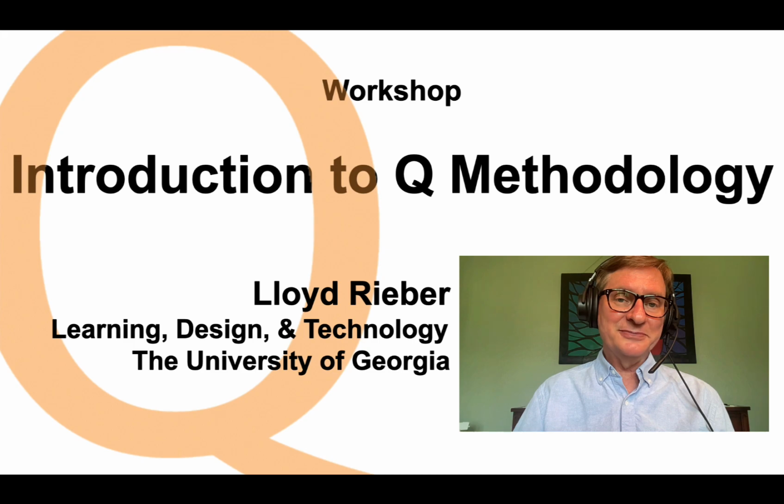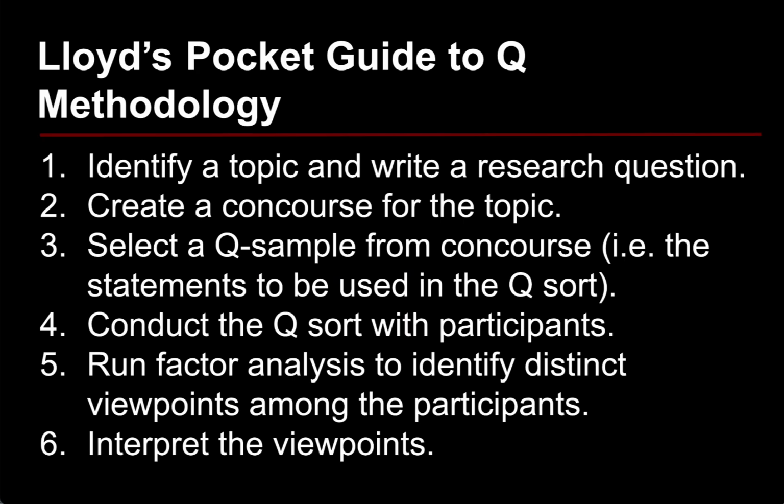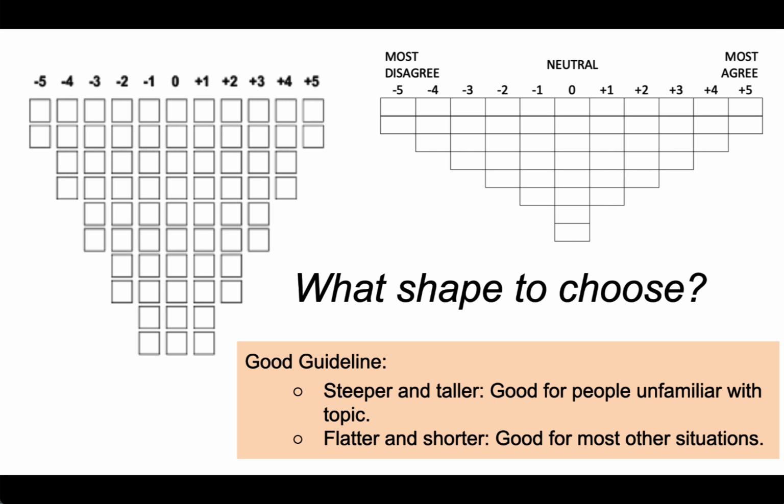Okay, let's get started. Here again is my little pocket guide to Q methodology, and as I've already said, you've completed steps 1 through 3 by now, right? The next step is to conduct the Q sort with participants, number 4. Now there's a lot of decisions wrapped up in number 4, so let's take a look at some of those. One of the most basic questions is what shape should your Q sort grid be?